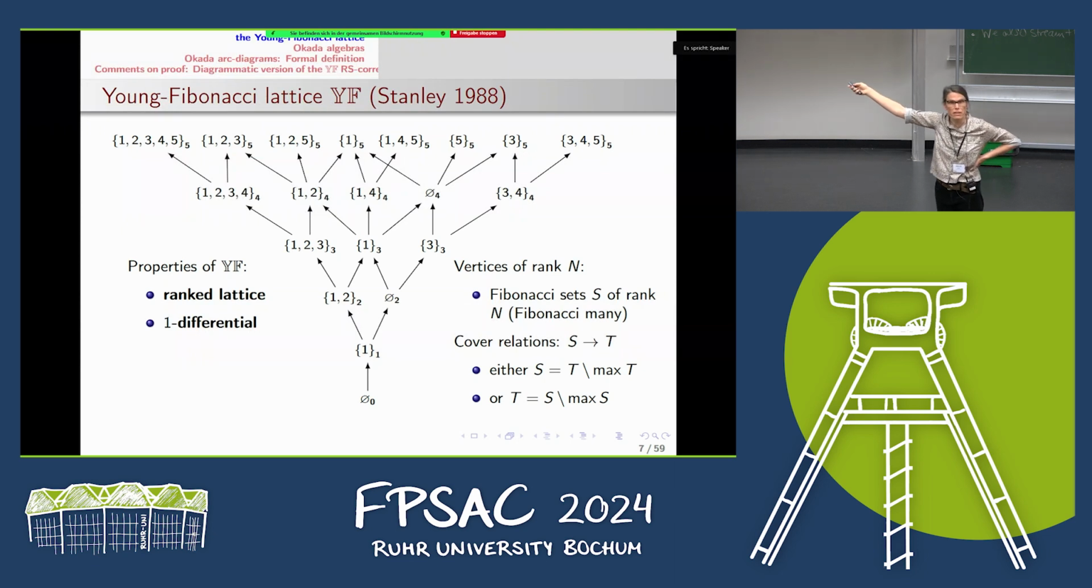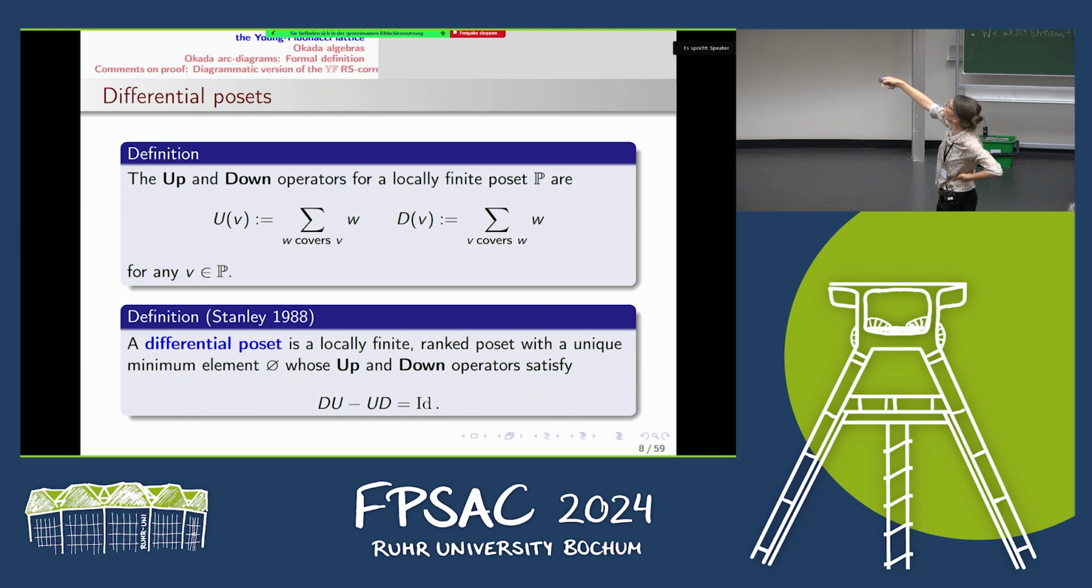Let me briefly tell you about this differential property. Whenever I have a locally finite poset, I can define what are called up and down operators on the vector space spanned by the elements of the poset. And in the differential case, you require that these up and down operators satisfy this Heisenberg commutation relation. In addition, it should be ranked, and there should be a minimal element.